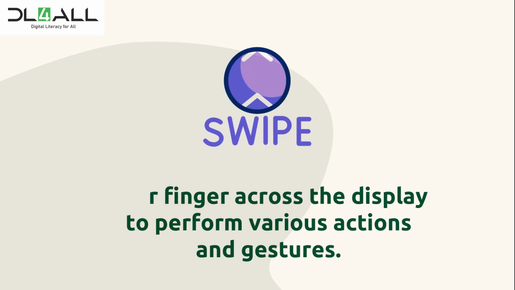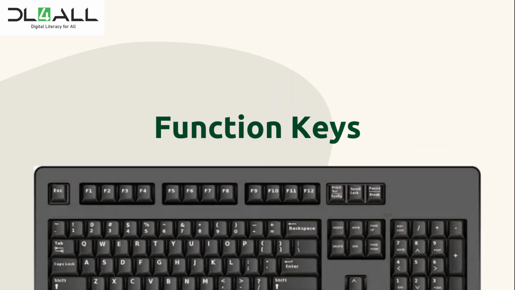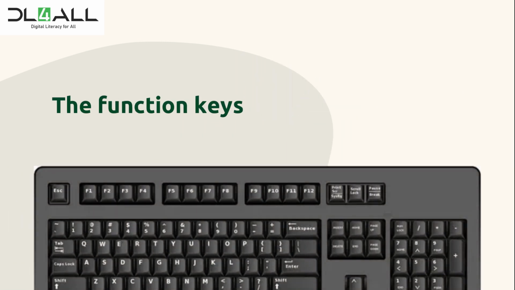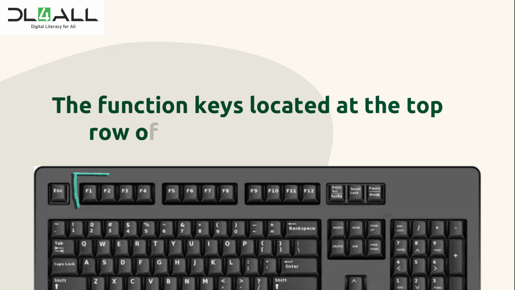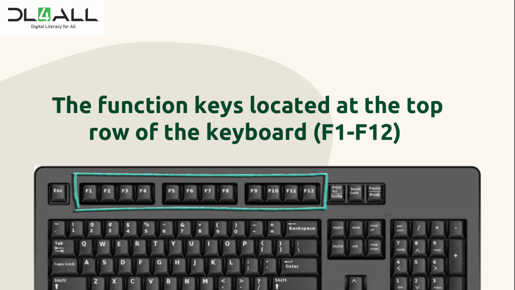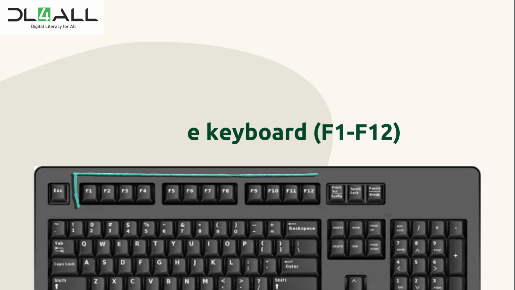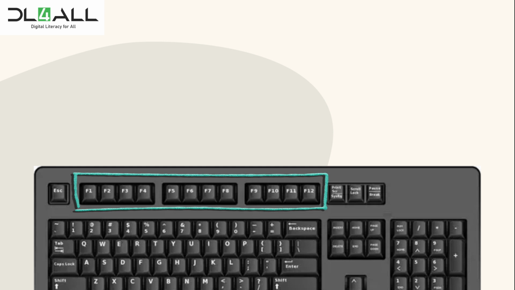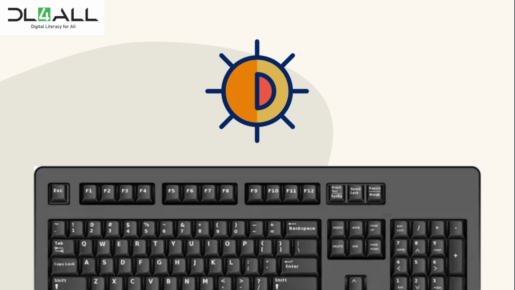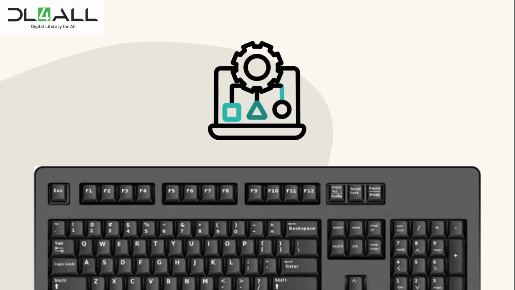Function keys, F1 to F12. The function keys are located at the top row of the keyboard. F1 to F12 perform specific functions depending on the application or context. Common uses include adjusting display brightness, controlling volume, and accessing system settings.